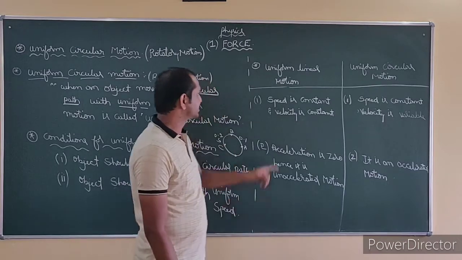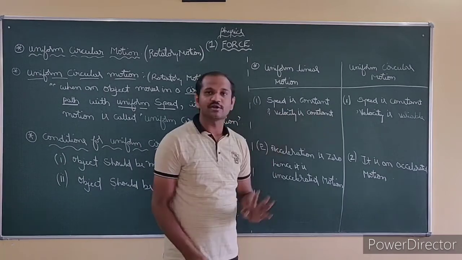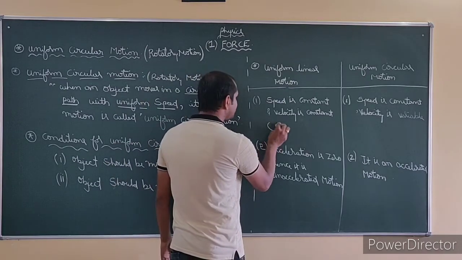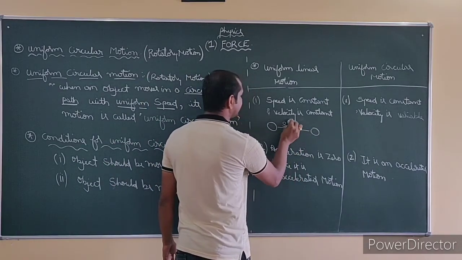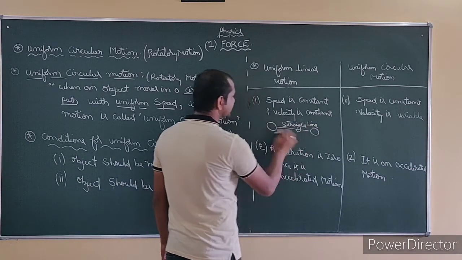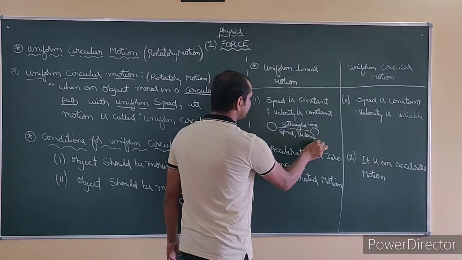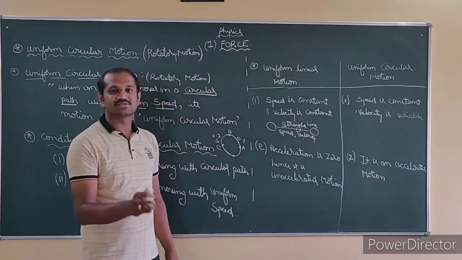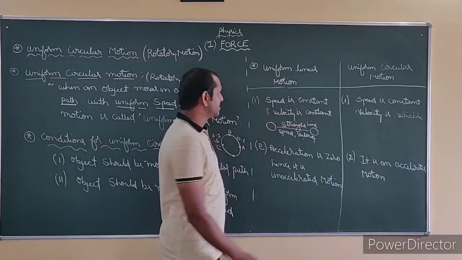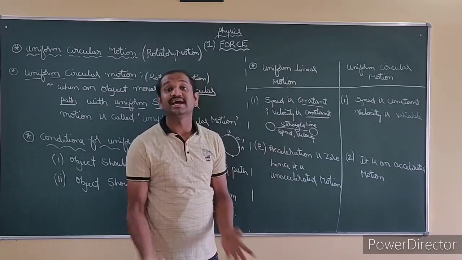What is the first major difference? In uniform linear motion, speed is constant and velocity also is constant. What do you mean by linear motion? An object which is moving in a straight line. When an object is moving in a straight line, speed is the same, velocity is also the same. When does velocity change? Velocity changes only when the object changes its direction. But in a uniform linear motion, speed will be constant, velocity will also be constant, because in linear motion there is no change in direction.